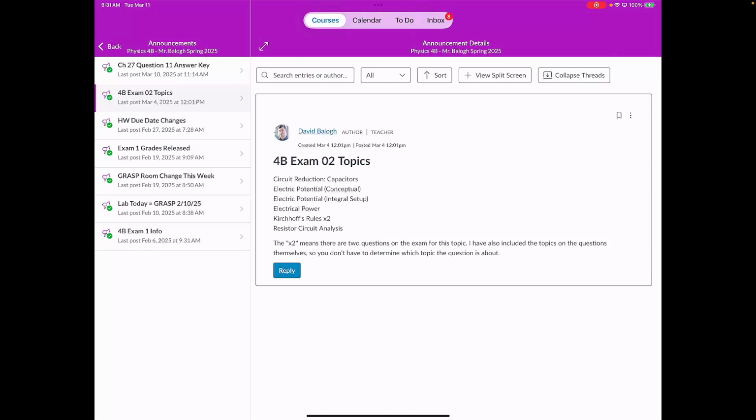I got an email about wanting to go over vector or integral setups, and there's something else. Why am I not remembering it? It was integral setup and Kirchhoff laws.